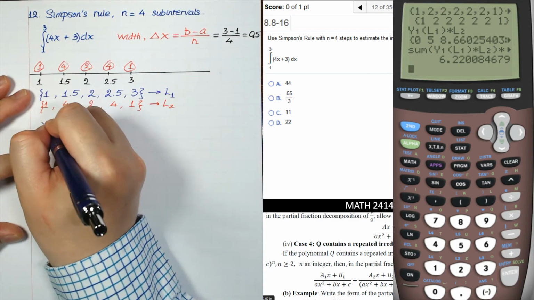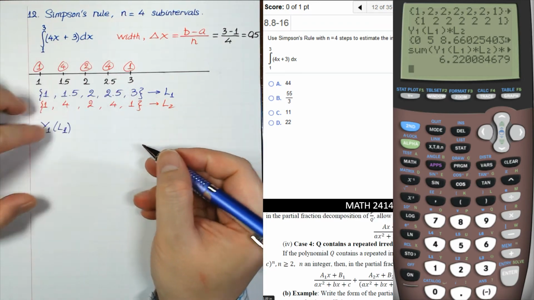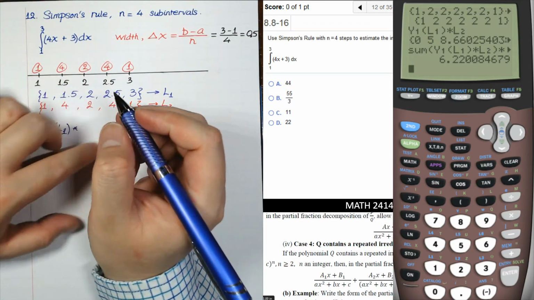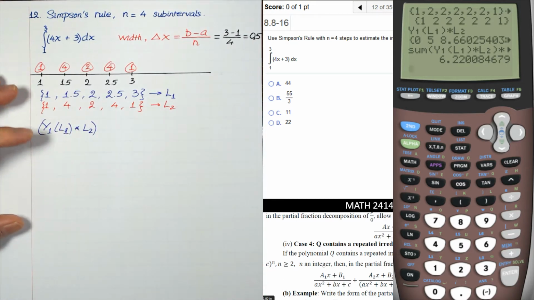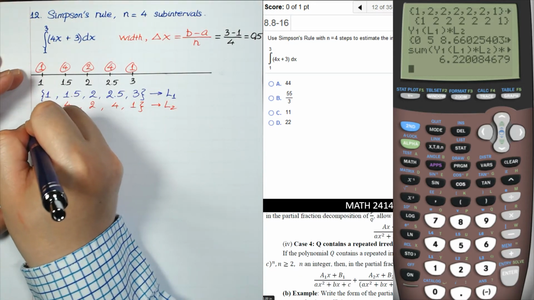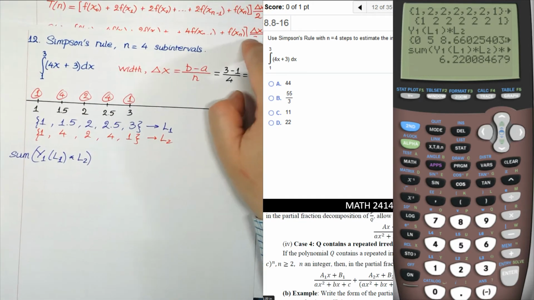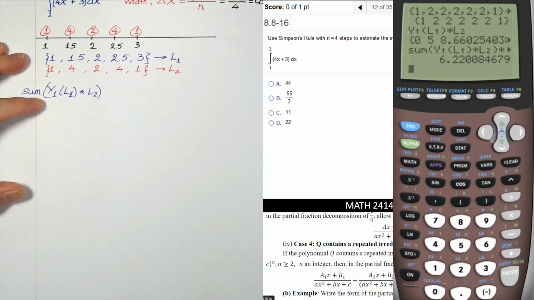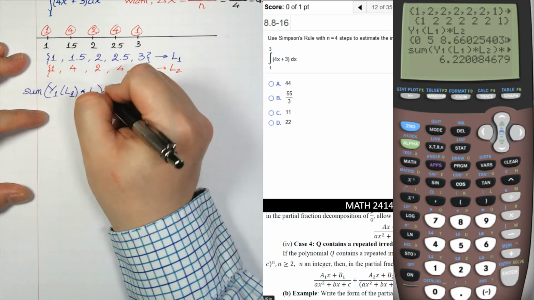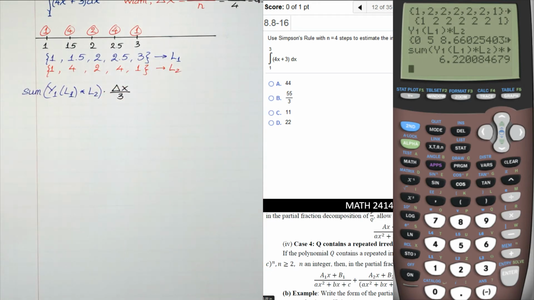And then evaluate the function at list 1, those points, and then multiply by the corresponding coefficient, list 2, and then add all of them up. In Simpson's rule, it's delta x divided by 3, so don't forget about that.